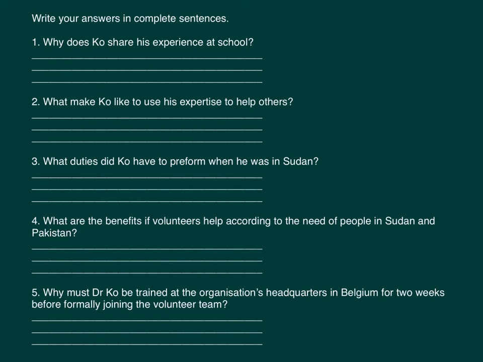Now that I've finished the story from above, let's write your answers in complete sentences. Question 1. Why does Ko share his experience at school? Number 2. What made Ko like to use his expertise to help others? Number 3. What duties did Ko have to perform when he was in Sudan? Number 4. What are the benefits if volunteers help according to the need of people in Sudan and Pakistan? Number 5. Why must Dr. Ko be trained at the organization's headquarters in Belgium for 2 weeks before formally joining the volunteer team?